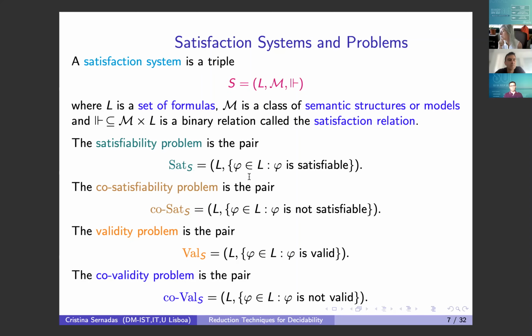I also have the validity problem over S, which is again the L set of formulas plus all the formulas that are valid. This means all the formulas that are satisfied by every possible model that you have in M. And you have, once again, the covalidity problem, which is precisely the problem about all the formulas that are not valid.